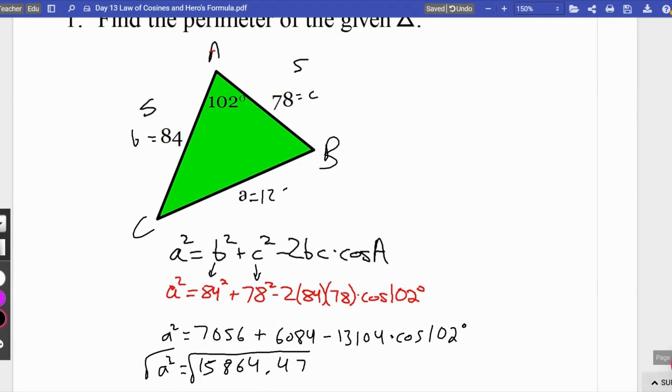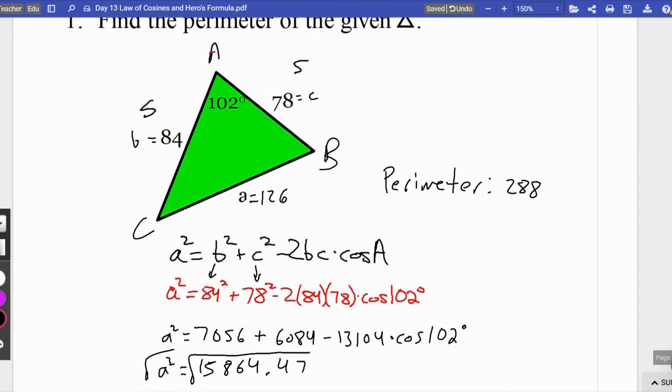So if A was 126, you could add up and say 126 plus 84 plus 78. That's now your perimeter. Just a reminder what perimeter means: just the distance around the outside of the figure. And I have 288. Okay, so that's using law of cosines to find a side. You have to have side, angle, side. The side you're finding is opposite the angle you know, the only angle you know.